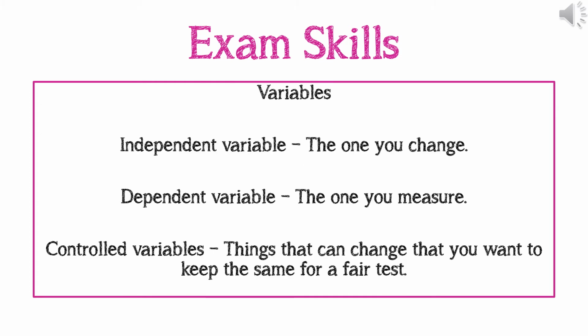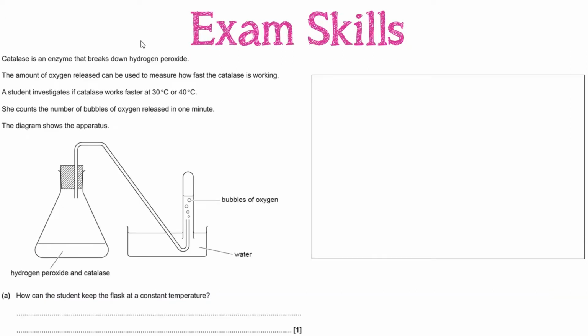If we consider the variables first of all, then we've got 3 types of variable that we need to know. The independent variable is the one that you are changing. So if they were to ask you to identify the independent variable, you read the information it gives you and find out what's changing. Write that down. Dependent variable is the one that you are measuring, and your controlled variables are other things that could change, but we want to keep them the same to ensure it's a fair test.